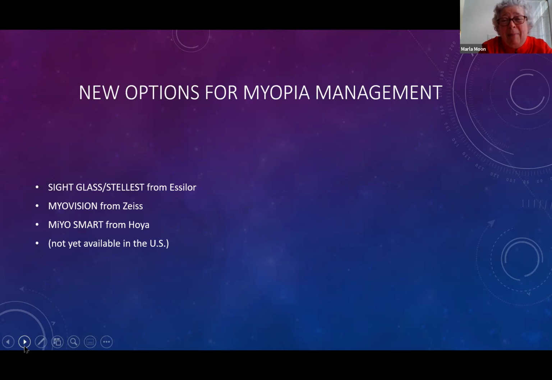They're anticipating maybe within the next year we'll have this option. I've had two patients that actually submitted my prescription information to Canada, and they've gotten their child lenses. They got the Sight Glass in Ontario, Canada. So it's something that's coming down the pike. We don't exactly have it yet here in the United States, but when it does come, it'll boom.